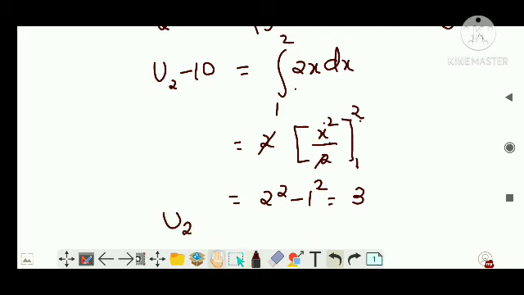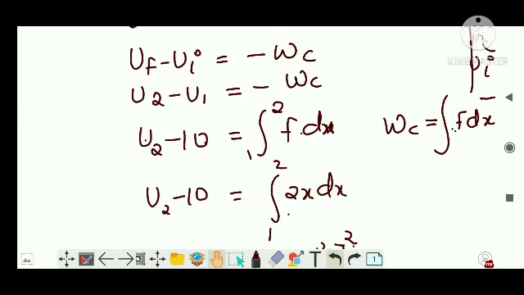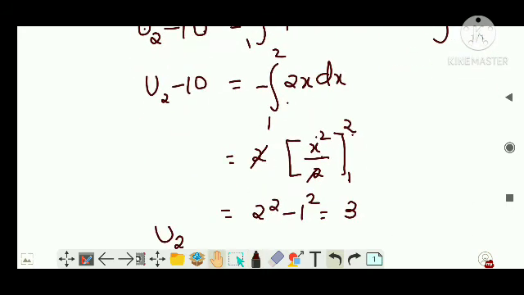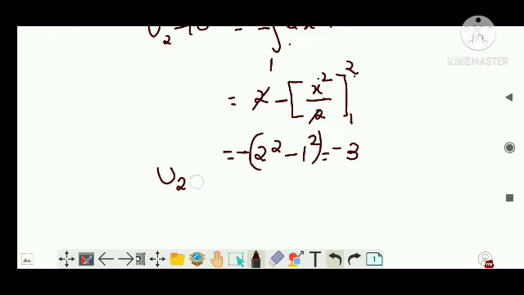Oh, there is a minus, no? I'm sorry. That's why the entire calculation became wrong. There is a minus here, there is a minus here. So here also there is a minus outside the bracket. So this becomes minus 3. So U2 minus 10 is equal to minus 3, or U2 is equal to plus 7 joules.